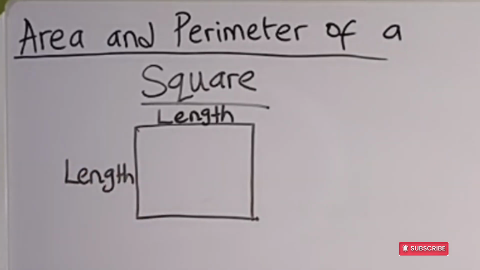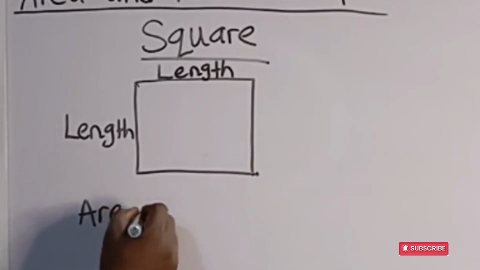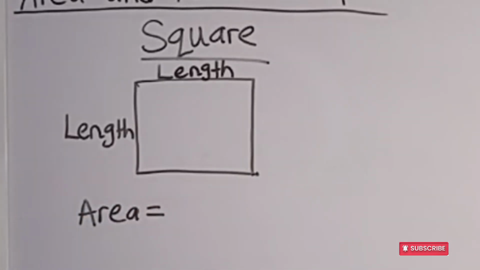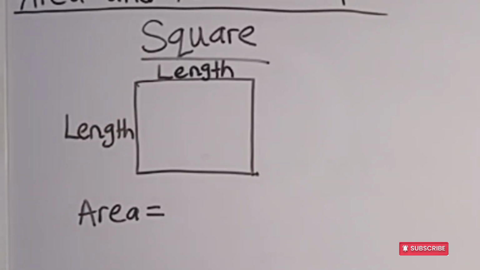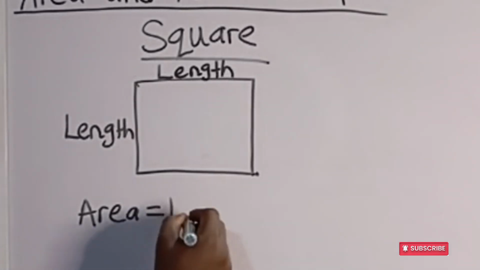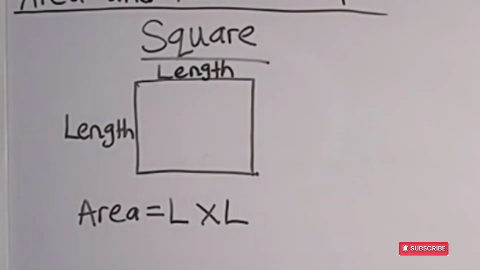Okay. So area of a square. In the case of a rectangle, the area is length multiplied by width. But in the case of a square, it is length multiplied by length. We already explained why the formula is this way, using the scenario of a classroom. So area is length multiplied by length. You can call it length square.